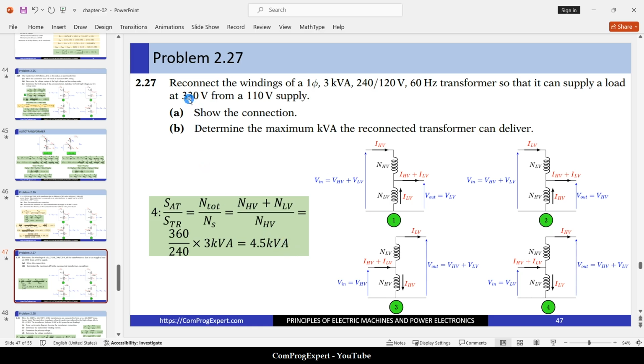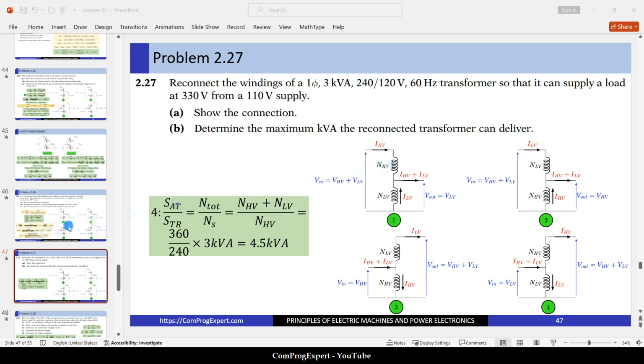Just consider that you shouldn't use these two numbers. This is the load and this is the supply. We are going to find the maximum kVA. We can increase this up to 360 and increase this up to 120. So to calculate the maximum rating, we use the rated numbers. 4.5 kVA is the maximum apparent power that the auto transformer can deliver.